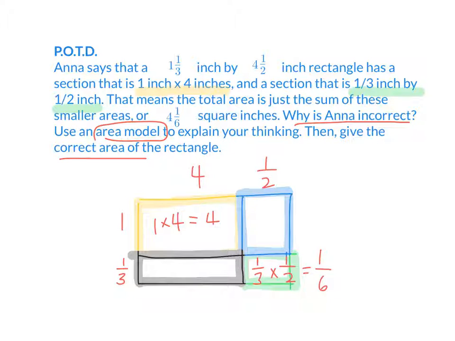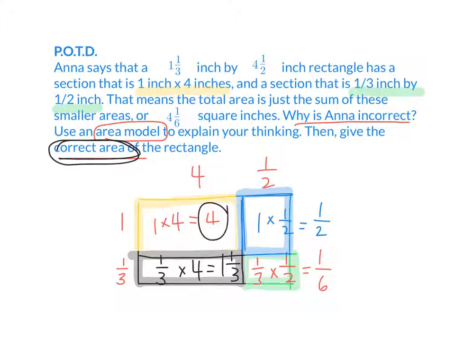How can we find the area of the blue section? What are the measurements? 1 by 1/2. So what is the area? 1/2. Very good. How do I find the area of the black section? 1/3 times 4, which is? 1 1/3, or 4/3. Oops, 1 1/3. There we go. Now, since the question is asking us to find the correct area as well, how do we find the correct area?